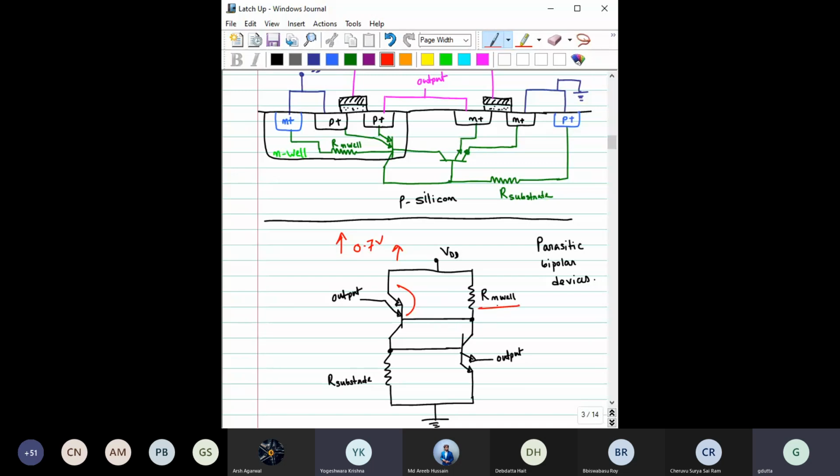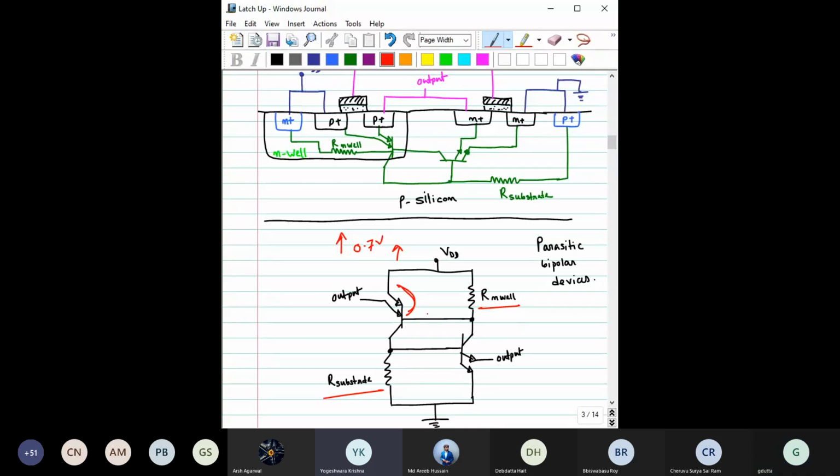So suppose you have that spike, and say a couple of assumptions. Say this R n-well is very large, as is R substrate. So these two, R n-well and R substrate, are very large. If there is a sudden spike, then that spike will immediately influence this PN junction, by forcing this PN junction to be forward biased, right?